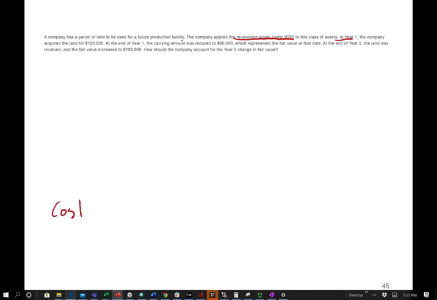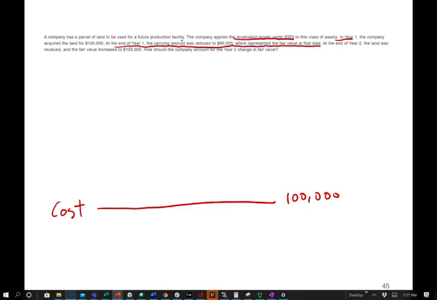So we have a cost of $100,000. This is the cost of the land. In year one, the carrying value is reduced to $90,000, which represents the fair value at that date. So in year one, the company lowered the value to $90,000. This is the end of year one because the value was $90,000. In other words, they took a $10,000 loss.